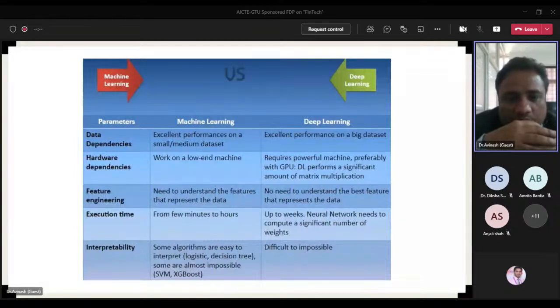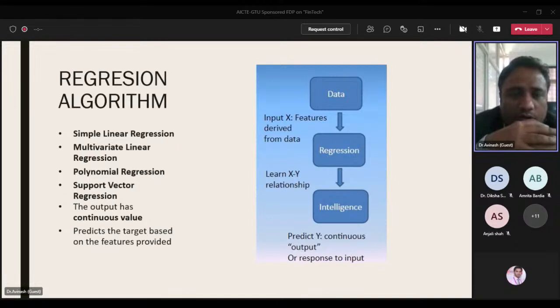And in case of interpretability, some algorithms are easy to interpret, for example the logistic algorithm, decision tree algorithms, and SVM, support vector machines. Such algorithms are easy to understand. In deep learning, sometimes it becomes difficult to understand the algorithms, so that becomes challenging also. So most of the time people apply machine learning to their problems. They only go for deep learning in case the problem is too complex or they want to do deep research. So this is a regression algorithm, in which the data is possible in the form of two variables, or even in the case of multiple variables.